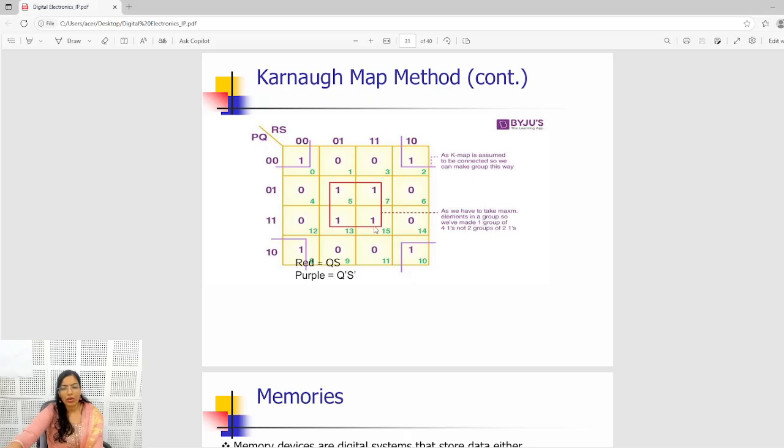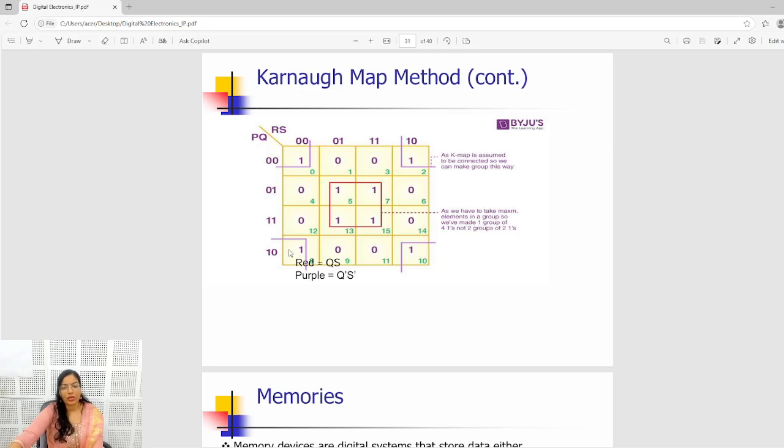In the red quad, we get the expression as QS. Why QS? Because here Q is common. P here is 0, P here is 1, so that is changing, but Q is constant. So Q, one term. And then we see in the column what is common. R is changing here. R is 0, here R is 1. The constant thing is S, so S is 1. So the answer is QS for the red quad.